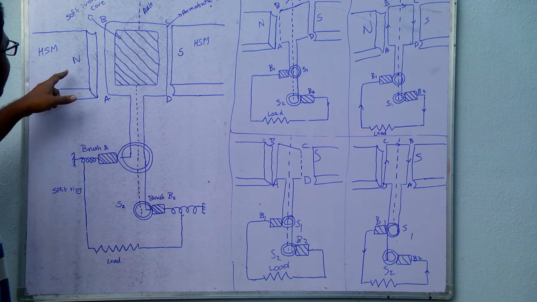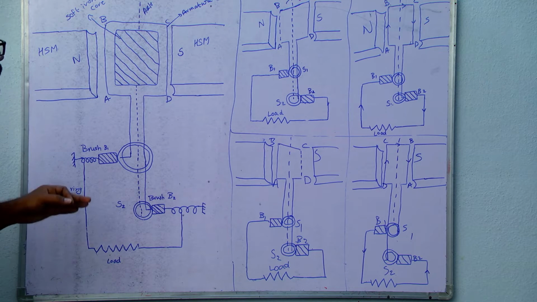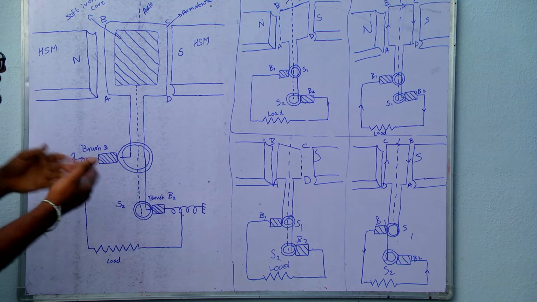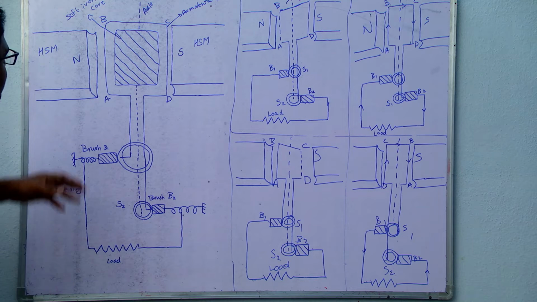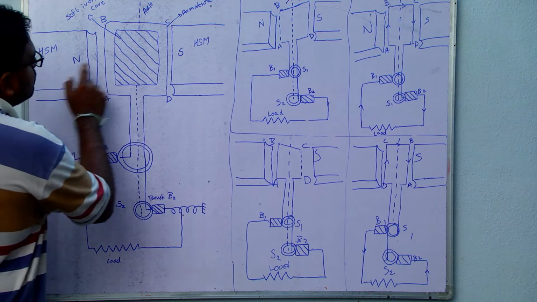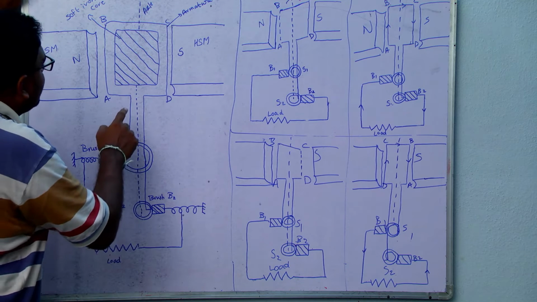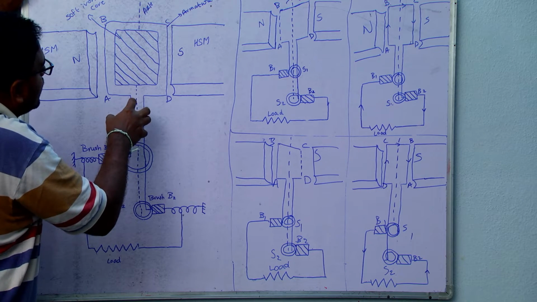Okay, the direction of the magnetic field is from north pole to south pole, because the magnetic field always enters into the south pole of the magnet, and from the north pole the magnetic field always leaves. So the direction of the magnetic field is from north pole to south pole.